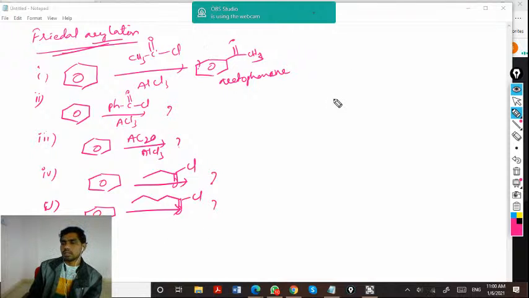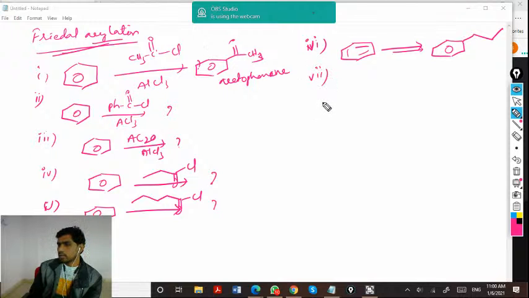So this is about the Friedel-Crafts acylation. Some more examples which are very important. Try to make benzene into n-propyl benzene. In Friedel-Crafts alkylation we could not make n-propyl benzene, but through acylation we can make it. Try to work that out. So how to do that?